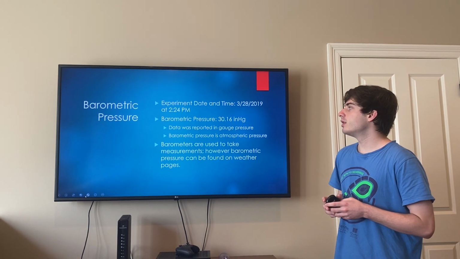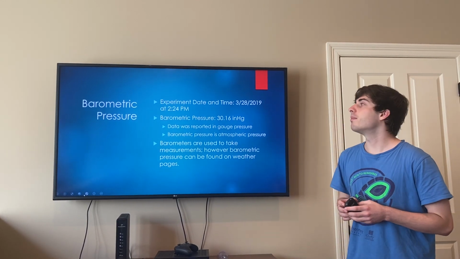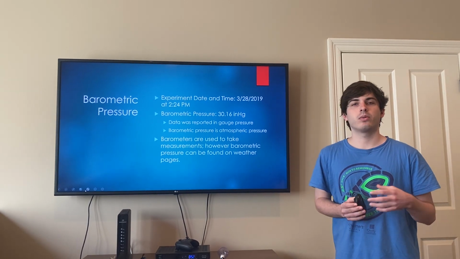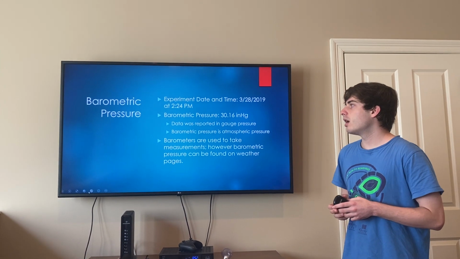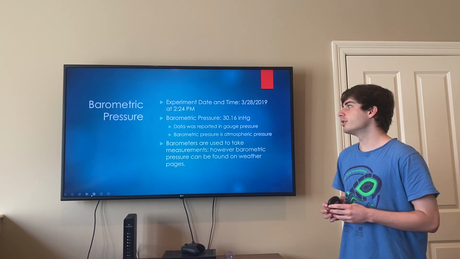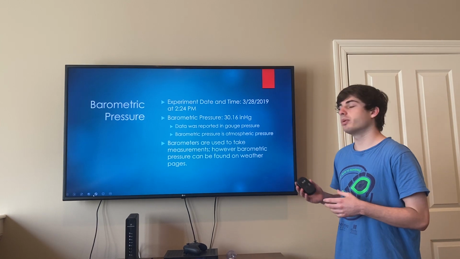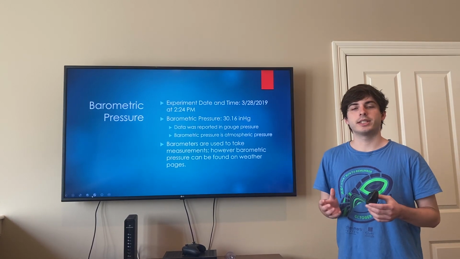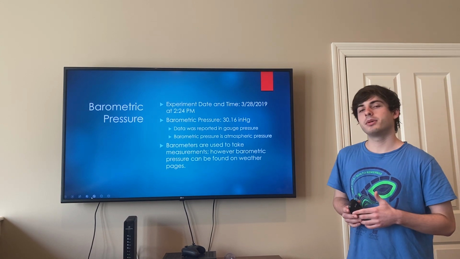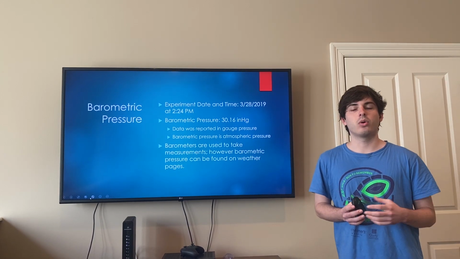We found a barometric pressure of 30.16 inches of mercury. This experiment was done and recorded on March 28th, 2019 at 2:24 p.m. So we were able to go look at some archives of our weather and find this data. It should be noted that the data given to us from the experiment was reported in gauge pressure, but a lot of different tables use atmospheric pressure. So we need to know what we're dealing with in case we want to look at different properties. Barometric pressure can be measured by barometers, but like I mentioned, for the purpose of the experiment, we were able to just look at old weather channels.